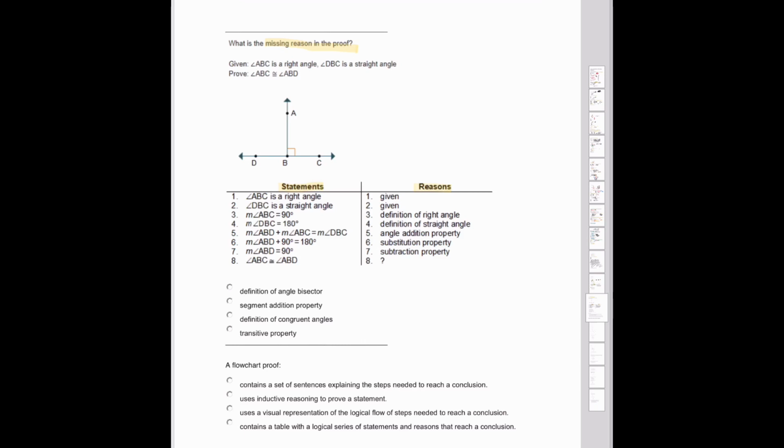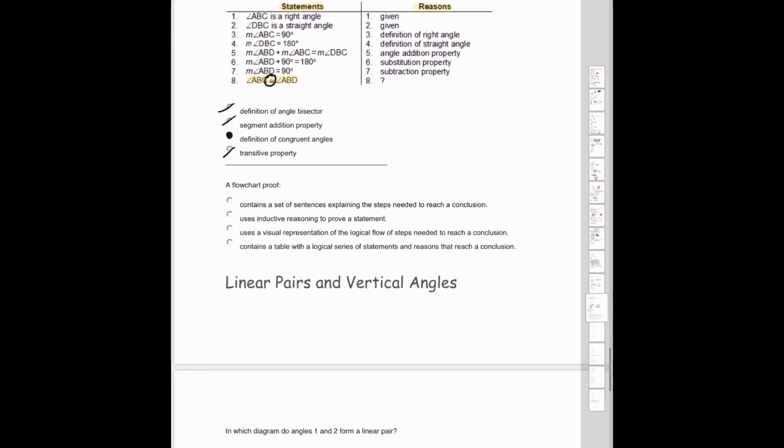Well, here we see that we are being told that ABC is congruent to ABD. This symbol represents congruence. Given that, it is reasonable to assume that this represents the definition of congruent angles. This is telling us that those 2 angles are congruent, leading us into the definition of congruent angles. Let's look at the next question.